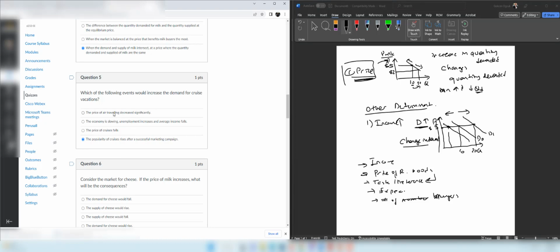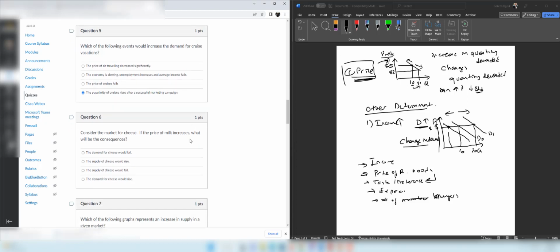So why not the first one? The price of air traveling decreased significantly. This is the substitute good. That means if you don't go on vacation with cruises, if you have a cheaper alternative, you go with the cheaper alternative. Why would you demand the expensive one? So air travel is a substitute for cruise vacation. Therefore, when the price of air traveling decreases significantly, people buy fewer cruise vacations. That's a decrease in demand.